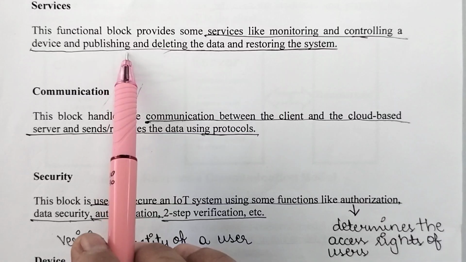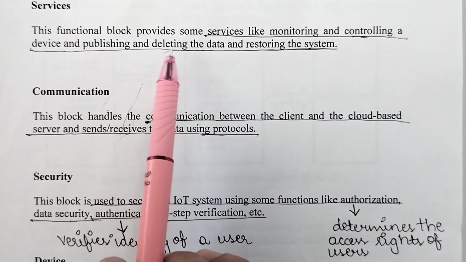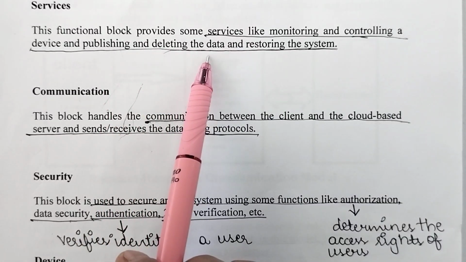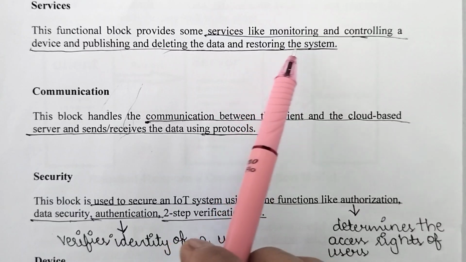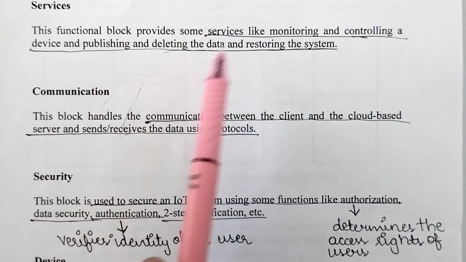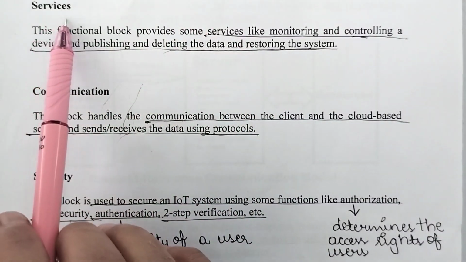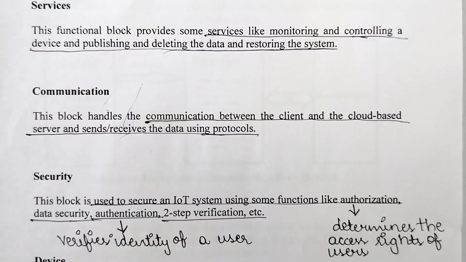That is, you need to publish the data at times, then you need to delete the data also at times, and you need to restore the system after some fault occurs. So, all these functionalities are provided by the services functional block.